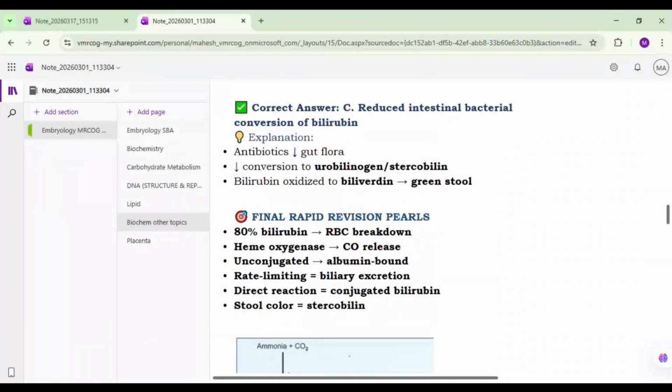So the important things are: 80% of bilirubin comes from RBC breakdown. Heme oxygenase will lead to CO release. Unconjugated bilirubin is albumin bound. The rate limiting step is biliary excretion. Direct reaction is given by conjugated bilirubin, and stool color is because of stercobilin.